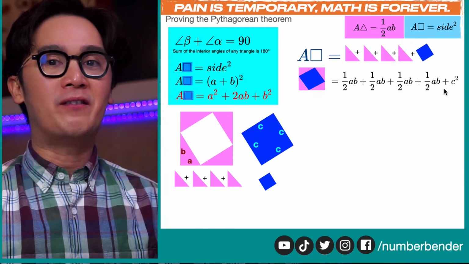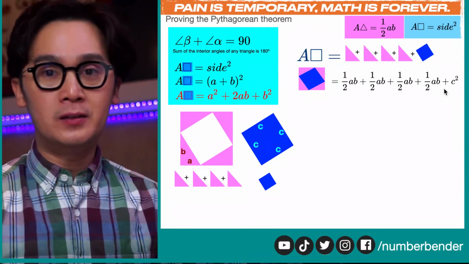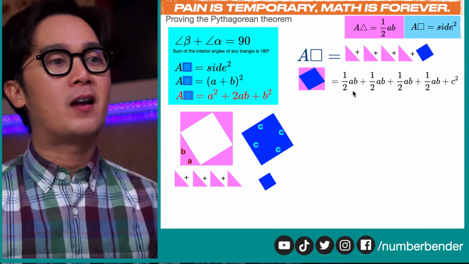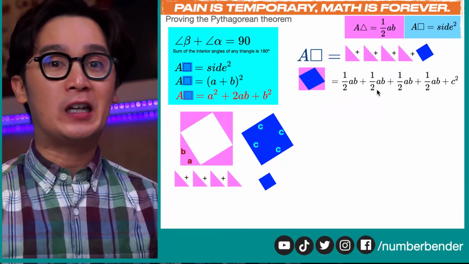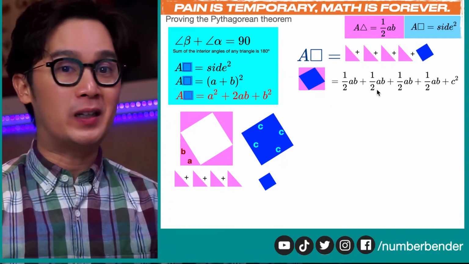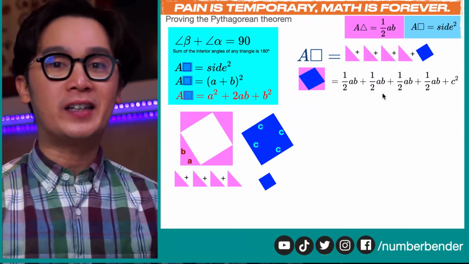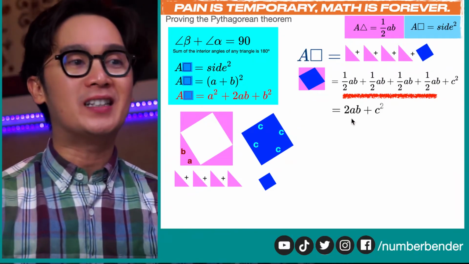So now that we have our equation, all we need to do is use our algebra skills to simplify it. We are seeing half of AB plus half of AB, which is equal to 1AB. Half plus half is one whole, half plus half is one whole. So now we're seeing two wholes of AB, so we have 2AB plus c squared.